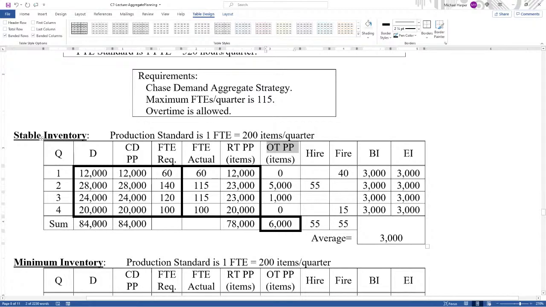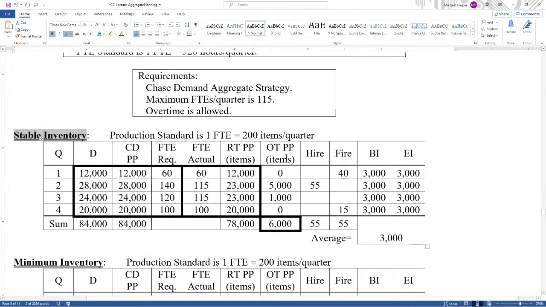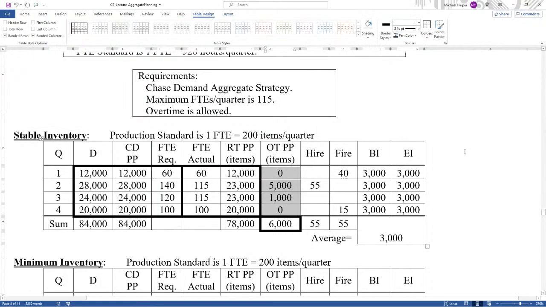So now there it is. Now notice I didn't box in the overtime production per quarter because the way this is spread out, we could do that any way we want. And the way the overtime production is spread throughout the year, I'm saying that is a description of the characteristic of our chase demand aggregate planning strategy with the max FTE requirement and overtime. So this really just represents a different strategy.